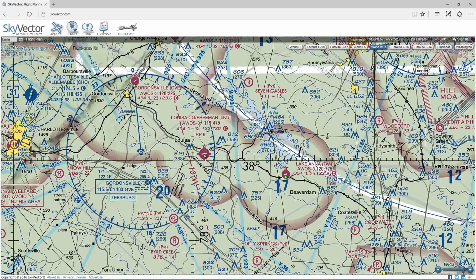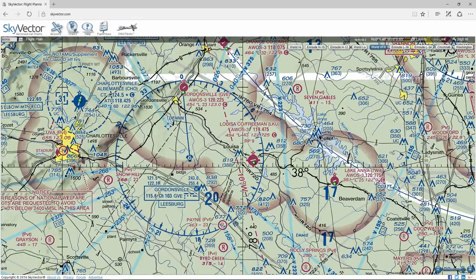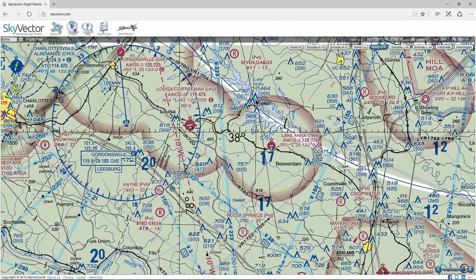We'll get into towered airports like Charlottesville here in the next tutorial. But I just wanted to touch on the basics of these small untowered airports, and then judge whether it's something that people would be interested in seeing more of.